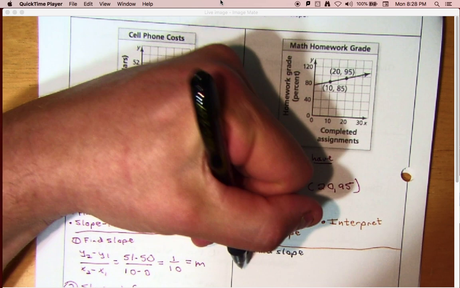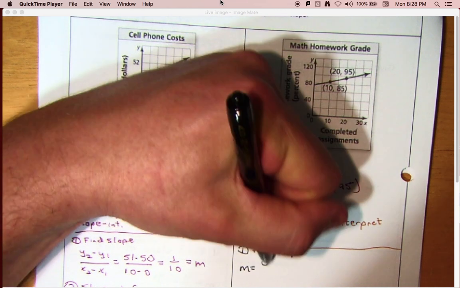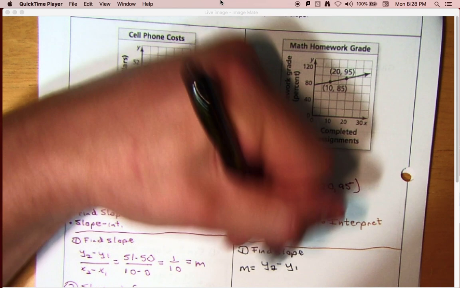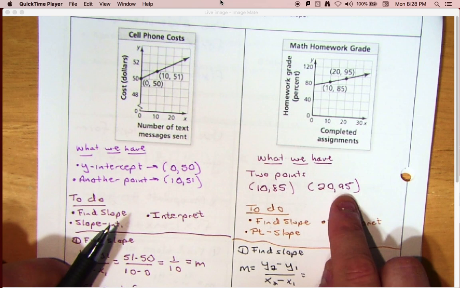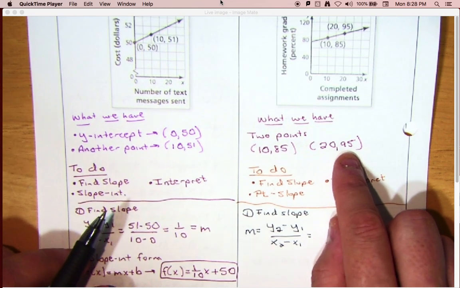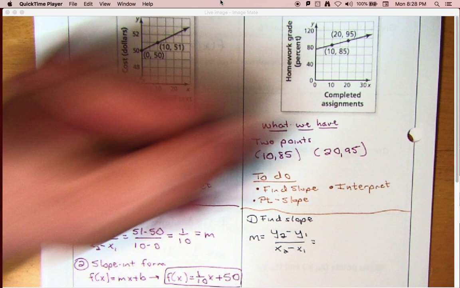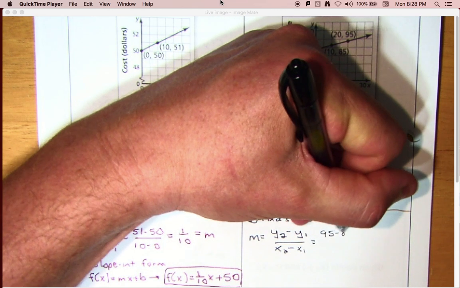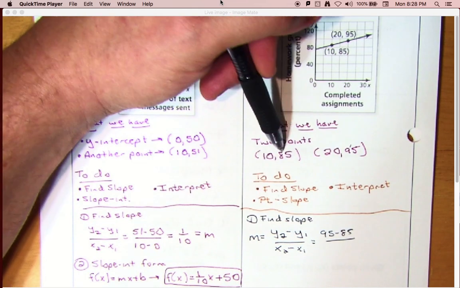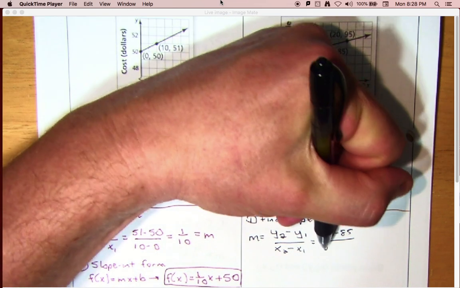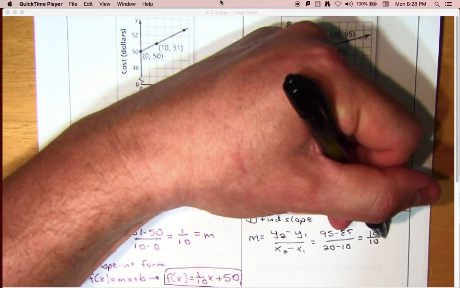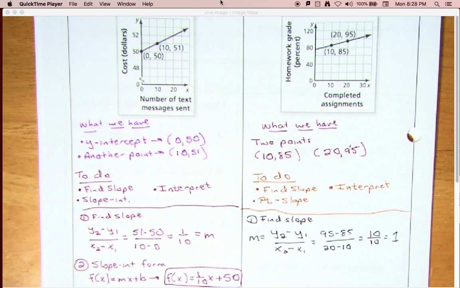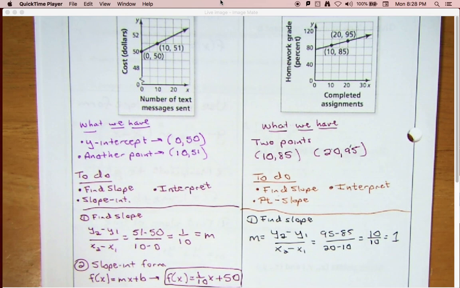So I'm going to write it down again, y2 minus y1 over x2 minus x1. I'm going to go 95 minus 85 for my y's. And because I went 95 minus 85, I have to go 20 minus 10. So I get 10 over 10, which just comes out to be 1. Cool. Okay, so that's my slope.